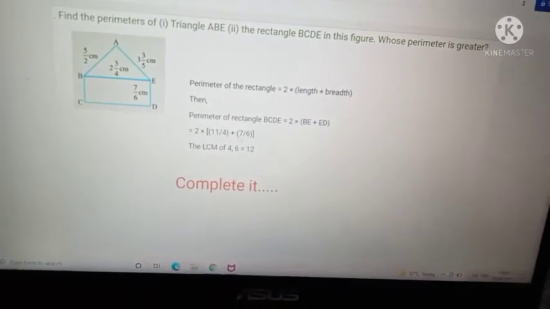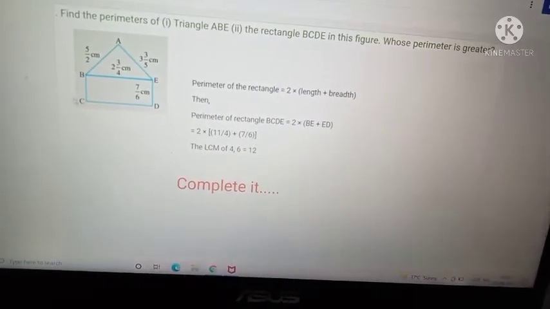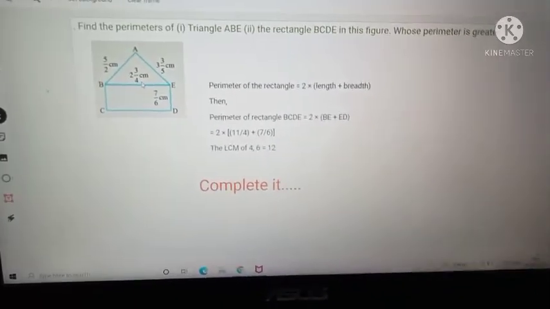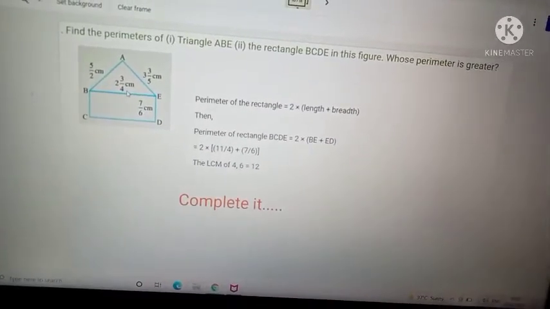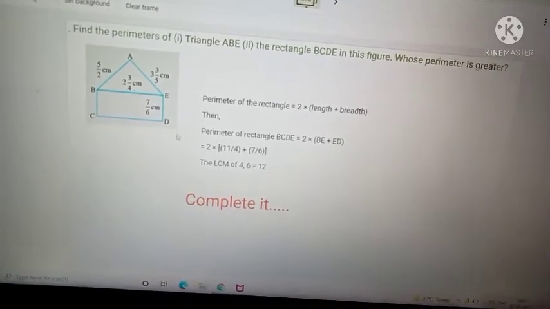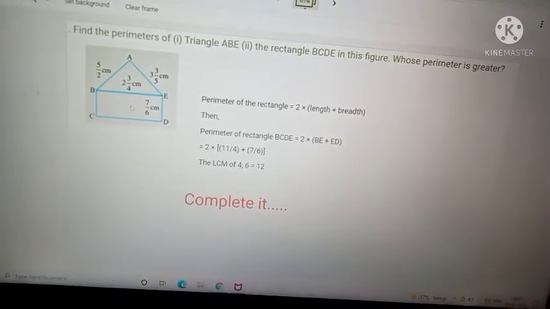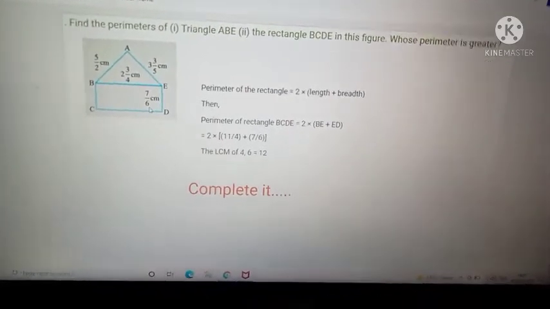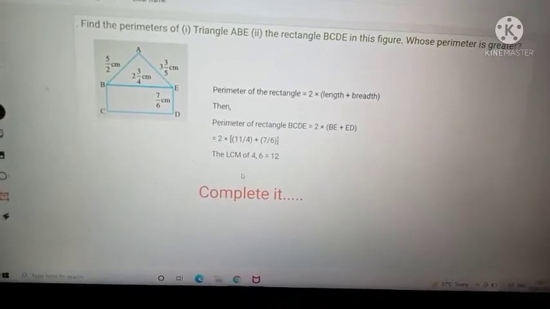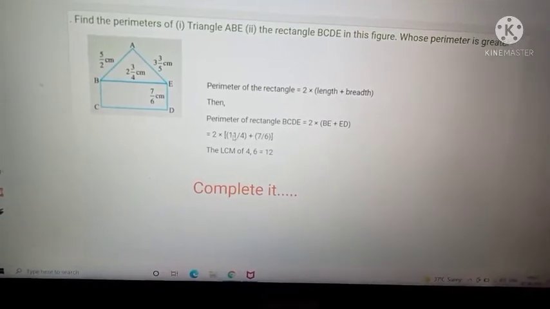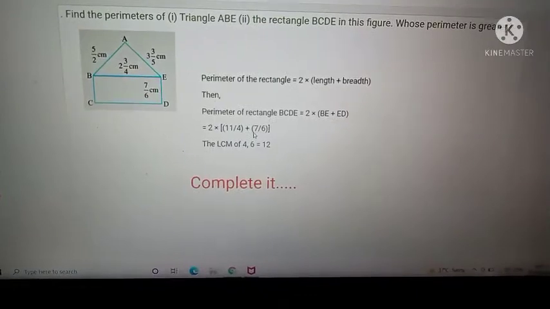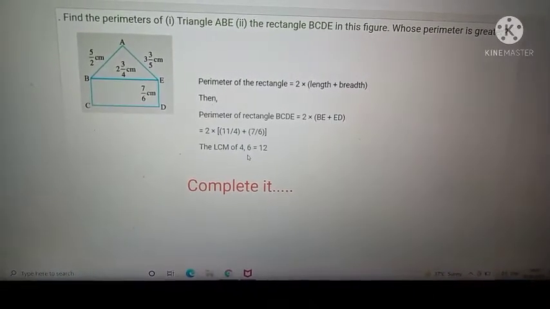How do this 11 by 4 and 7 by 6 come? See here, the length value is given in the question: 2 and 3 by 4, which means 11 by 4. And how does this 7 by 6 come? ED, 7 by 6, is given in the question. Now let's solve it. First of all, we are going to add 11 by 4 plus 7 by 6. For adding it, we need the LCM of 4 and 6.